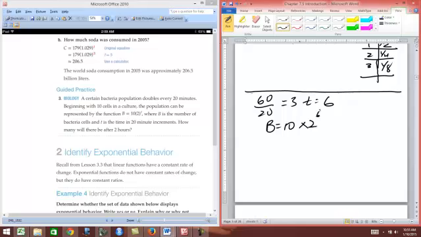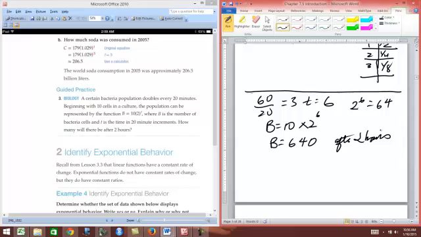Now, everybody knows that 2 to the 6th equals 64. So B should equal 640 after 2 hours. Now let's see if I got this right. I'm going to check my guided practice here. Yep, 640 it is. It's real handy to know these powers of 2. They can save you a lot of time.